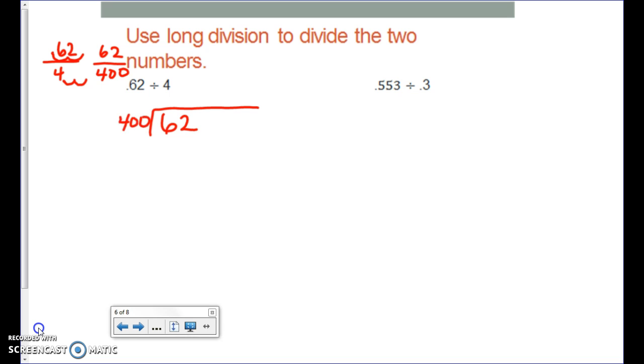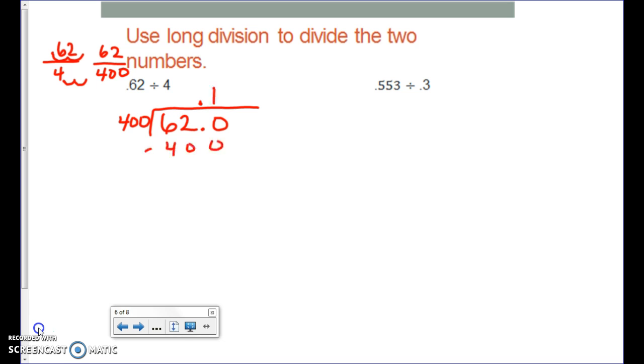So let's do that. 62 divided by 400. And notice how I left some space under here. I'm going to make sure I know where my decimal goes. I'm going to put it right there. Okay, and I know 400 doesn't go into 62, so I'm going to put 62.0. I'm going to put some placeholders. I do know that 400 goes into 620. It goes in one time.